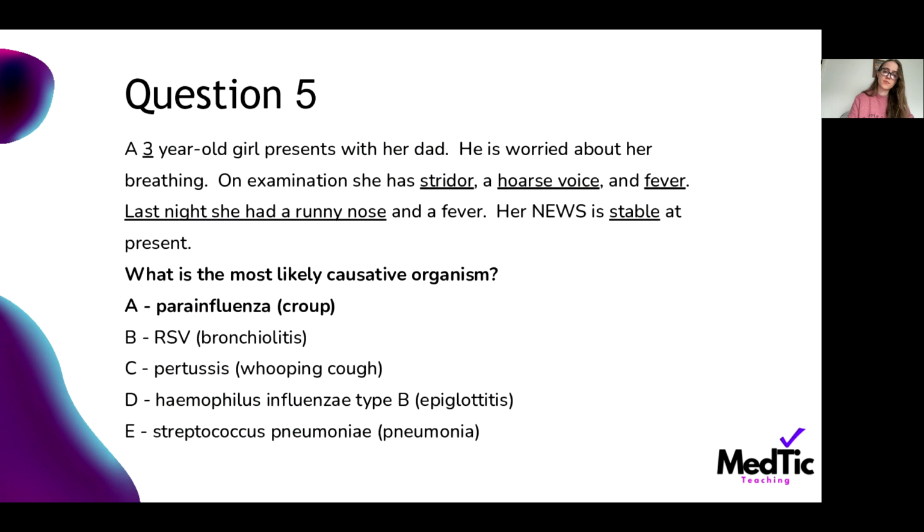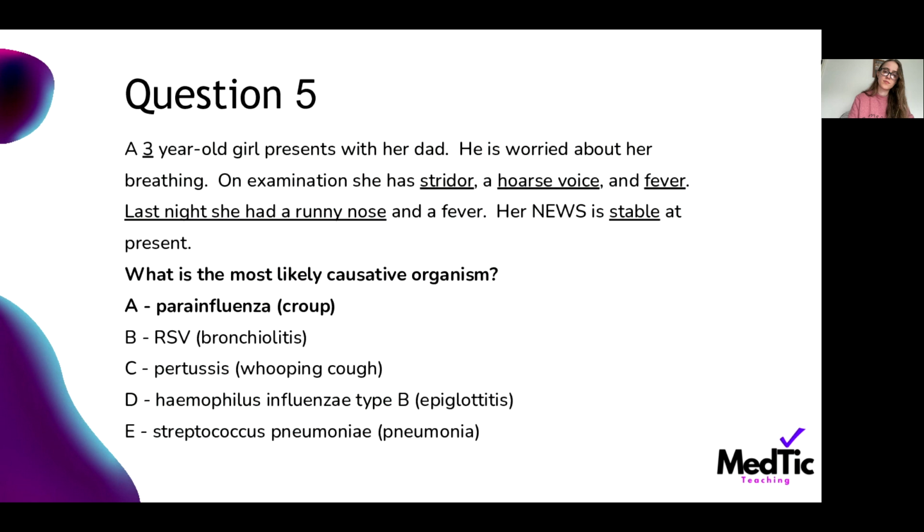So in this case, it's the parainfluenza, and we'll talk about why that is. Parainfluenza causes croup, and the other one, D, causes epiglottitis, which are very similar presentations often. RSV is the bronchiolitis one, and pertussis we talked about being whooping cough. So in this case, this is more likely to be croup, and that's because it would have these preceding coryza symptoms, and she's very stable at the moment and has a hoarse voice.